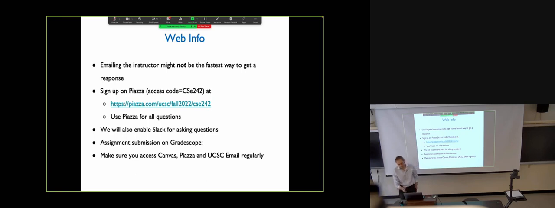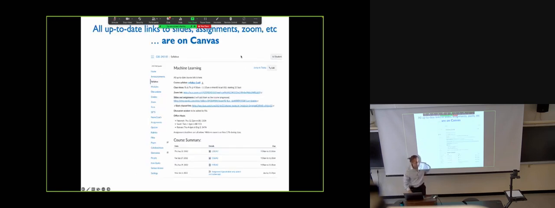Make sure you check your access to emails regularly. This is what I want to show. You can't see it with the resolution, but on Canvas, on the home page, if you go to the first tab, you can see all the up-to-date links with everything. That's where the most up-to-date information will be, including the office hours, the Zoom links, and then the slides and assignments.